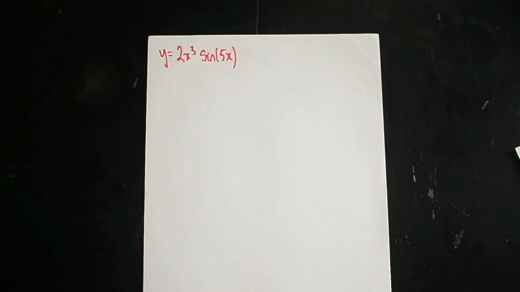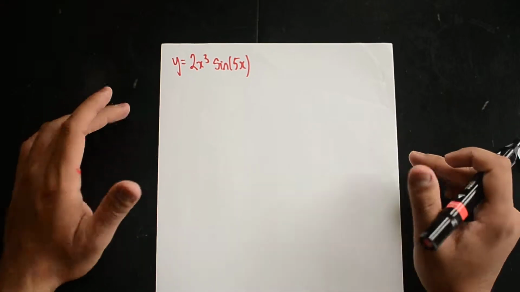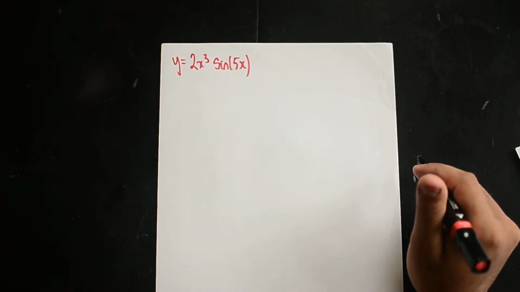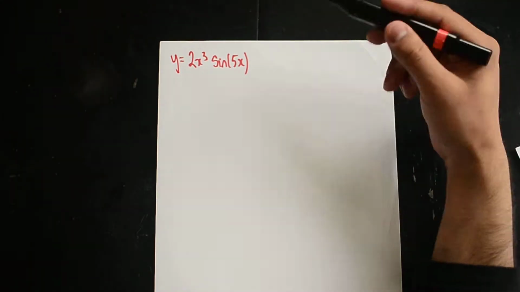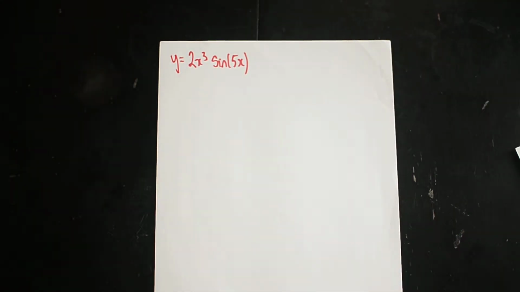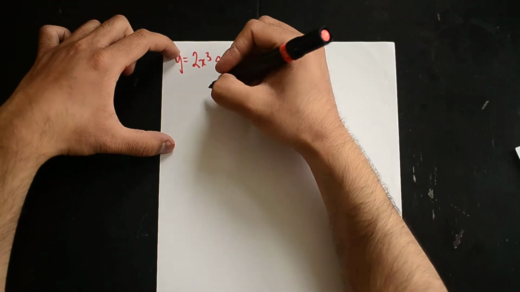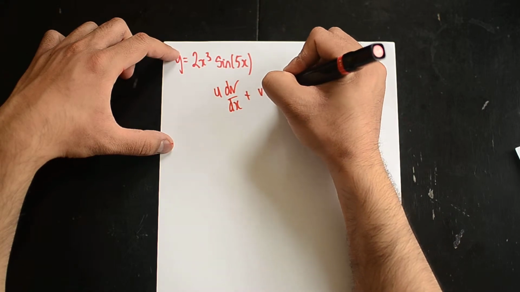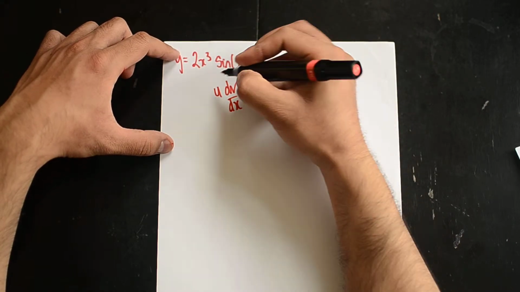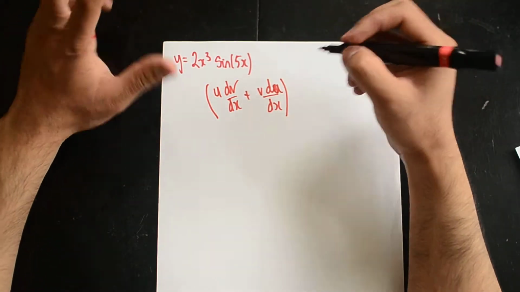Here is a product rule question that I'm going to go over. I went over something very similar in the last video, where there was cosine and an x squared term, but I'm going to go through the motions so that you're starting to get used to using this equation. So it is u dv/dx plus v du/dx. This is your product rule equation. You should kind of know this now very well.